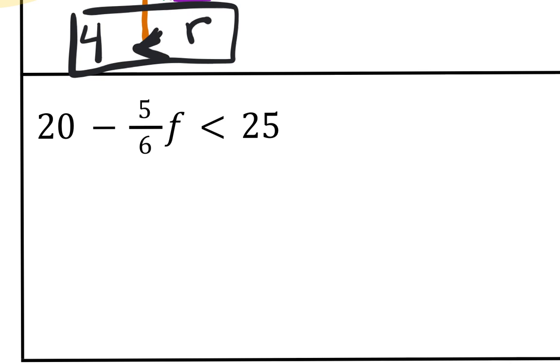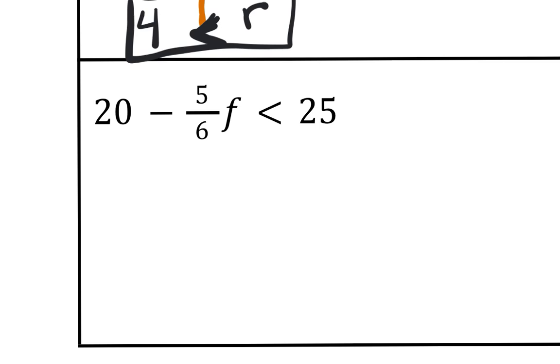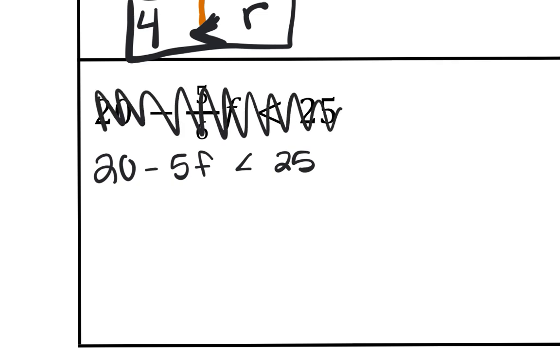Let's change this one to, I'm going to rewrite this one. 20 minus 5f is less than 25. I'll draw a line under my symbol to keep it organized. Our goal is to figure out what +1f is. I have to get rid of the constant.